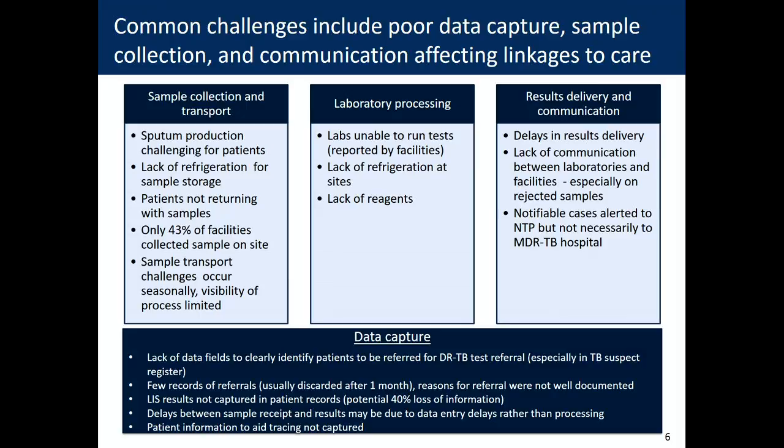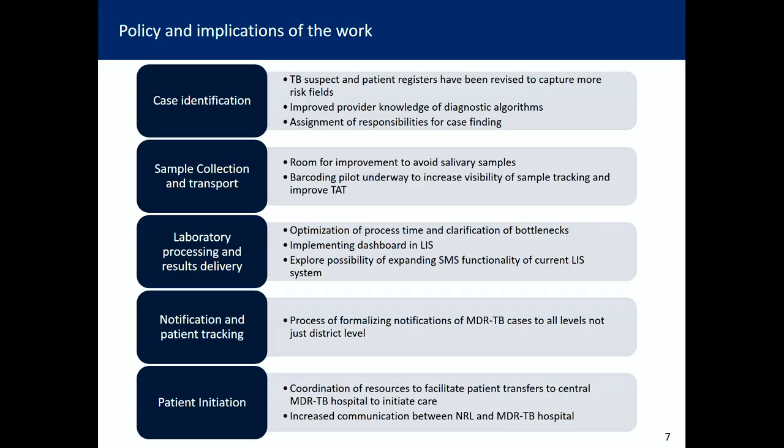Sometimes LIS results were not captured in the patient records, so understanding whether a patient received a positive sputum sample at the 5th month and should have been referred is not actually found there, and so the clinician can't make the appropriate clinical judgment to make the appropriate referral going down the road. And patient information to aid in contact tracing wasn't available, or it was often not captured.